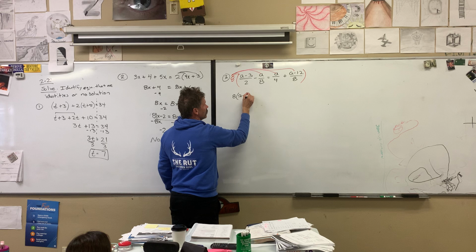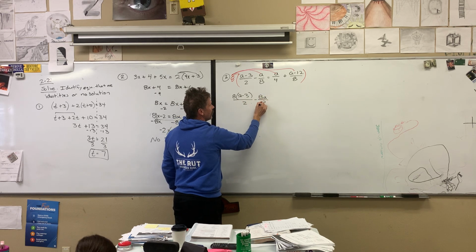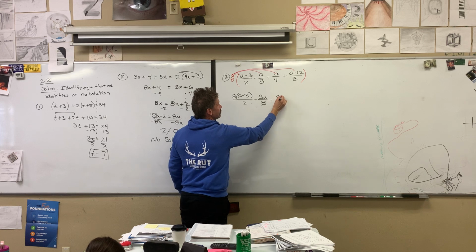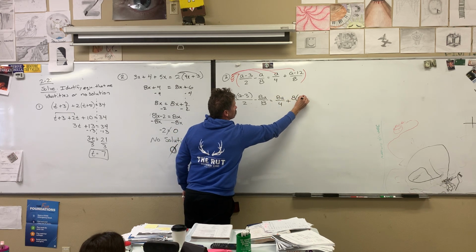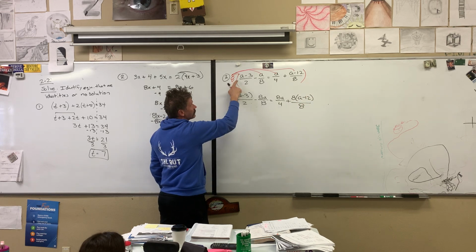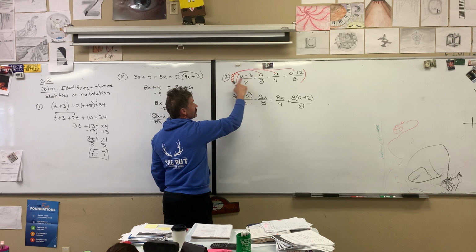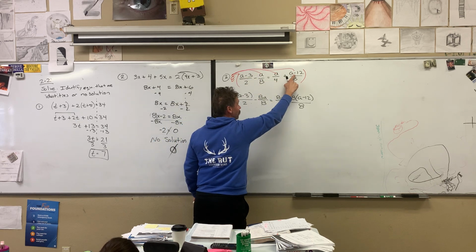A minus 3 all over 2 minus 8A over 8. I'm going to show that 8 so that it's not disappearing into the distribution like this. I'm just going to take the 8 is multiplied by this. The 8 is multiplied by this. The 8 is multiplied by this. And the 8 is multiplied by that.